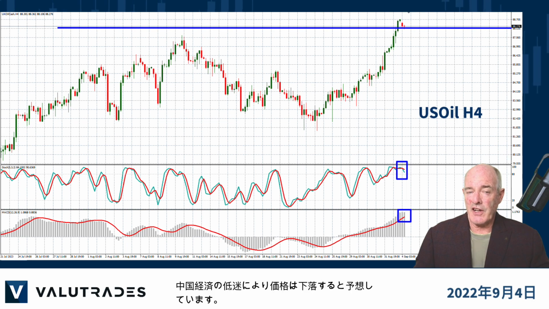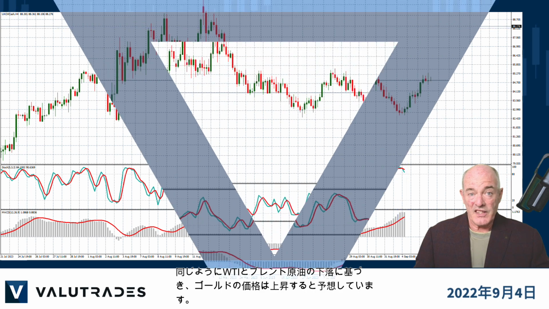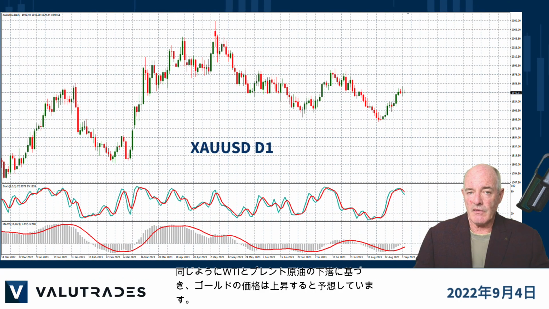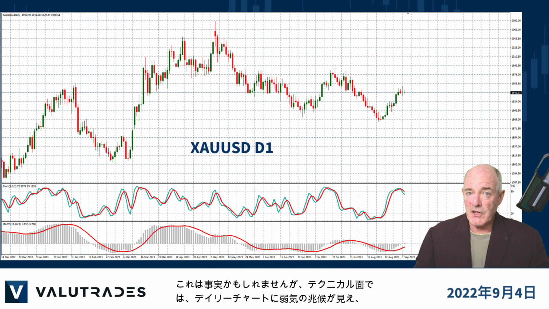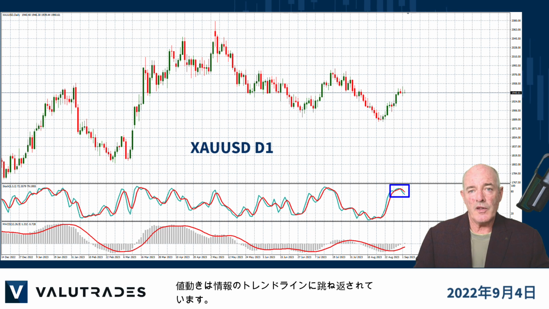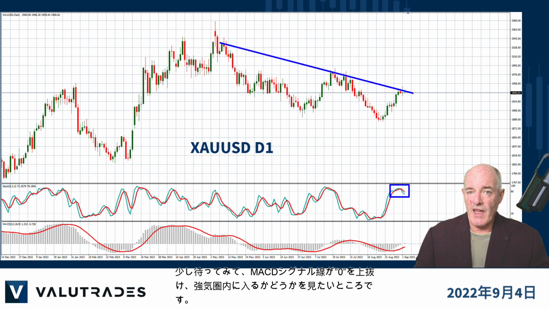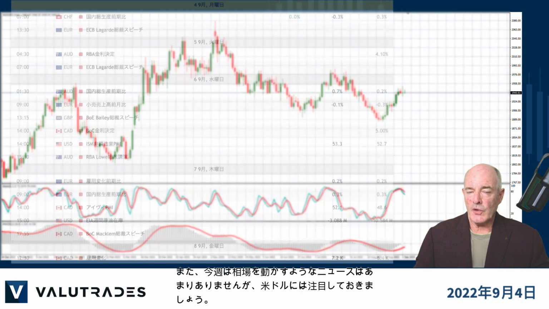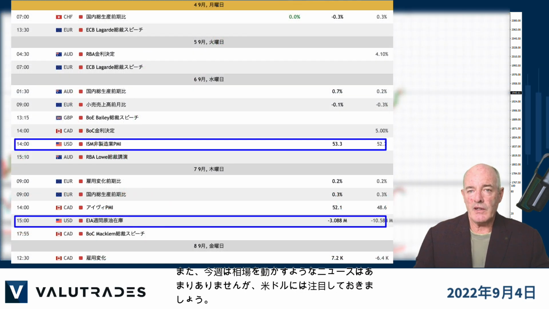We have the same situation on the 4-hour chart, and many analysts are predicting prices to fall based on recessionary fears and a downtrend in the Chinese economy. The same analysts are predicting a rise in the price of gold based on the falling price of WTI and Brent. This may be true, but from the technical side we see bearish indications on the daily chart with price action just bouncing off the upper trend line. We may want to wait then and perhaps see if the MACD signal line passes above the zero into the bullish territory.